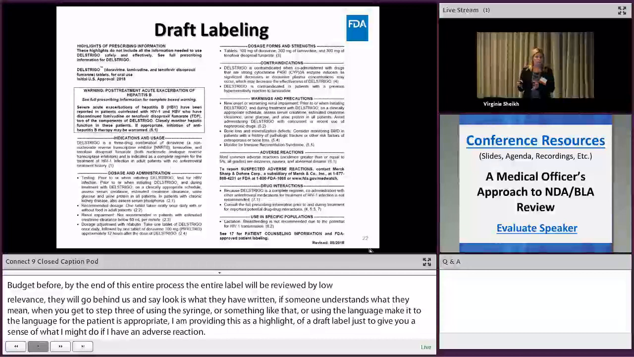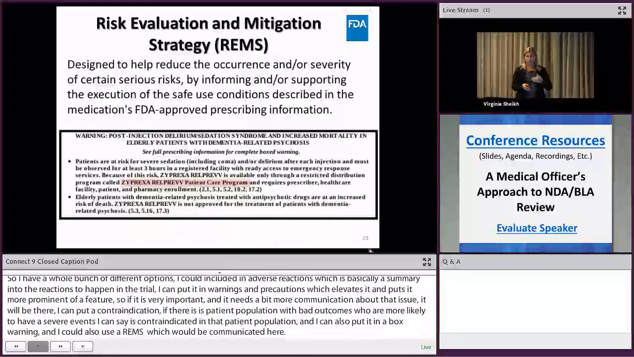I can put a contraindication. If there's a certain patient population who had very bad outcomes or were more likely to have a severe event, I can say it's contraindicated in that patient population. And then I can also put it in a boxed warning. And then, of course, I could use a REMS, which would be also communicated here. So these are some of the options I'll have to think about as I'm reviewing and seeing these safety events that occur.